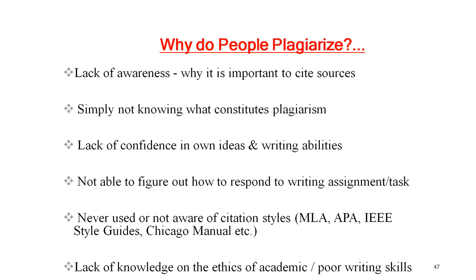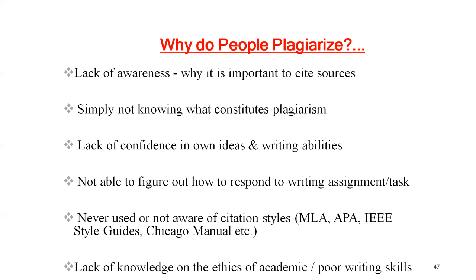Why do people plagiarize? Lack of awareness. That is the most important. Simply not knowing what constitutes plagiarism, lack of confidence, not being able to figure out how to respond, never having used or not being aware of a citation style. That is more important.